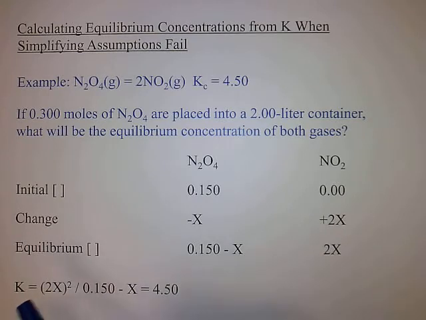So our equilibrium constant will be equal to 2X squared, right? The coefficients become the exponent, so it's 2X squared divided by 0.150 minus X is equal to 4.50. And this is what we have to solve. And this time we can't make any simplifying assumptions. It's not a perfect square where we can take the square root of both sides, and it's not a small K where we can neglect the effect of the dissociation.